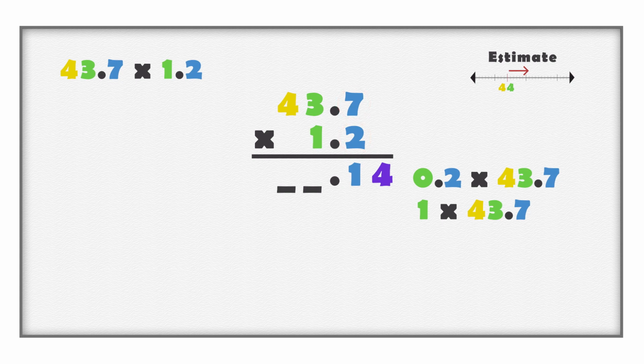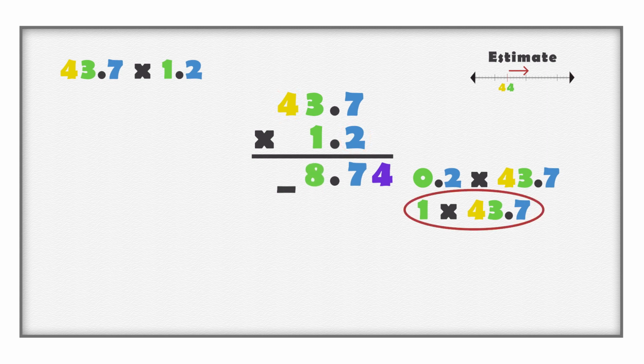When you multiply tenths with ones, you get tenths. 2 tenths multiplied by 3 is 6 tenths. We already have 1 tenth. This makes a total of 7 tenths. When you multiply tenths by tens, you get a whole. 2 tenths multiplied by 40 is 8.